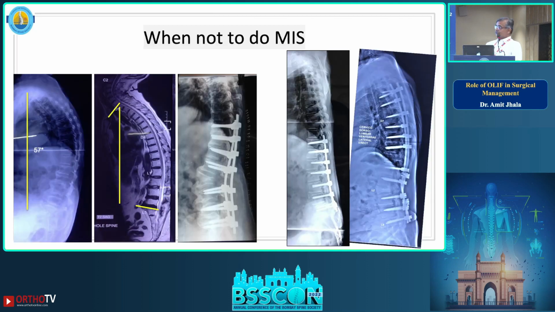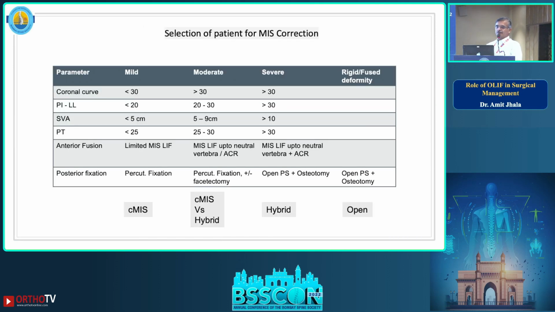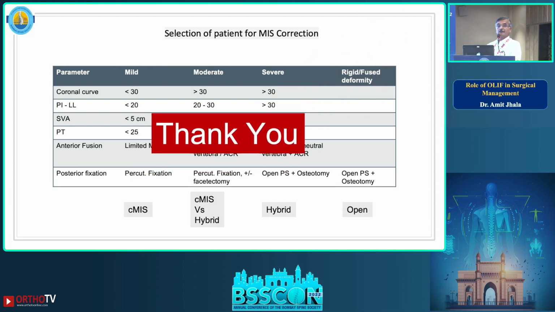So when not to do MIS, we all know that you cannot do MIS when there is a rigid deformity. This is where we cannot do MIS. In the rest of the cases, you can do the whole OLIF procedure. So these are the selection criteria that I use for when to do MIS, when to do hybrid, and when to do open. Thank you very much.